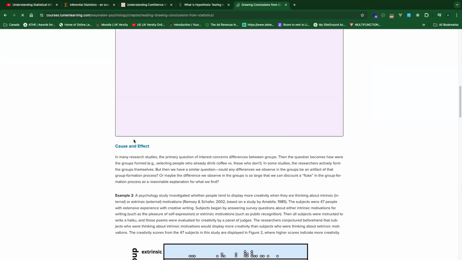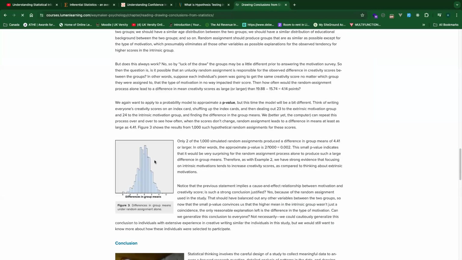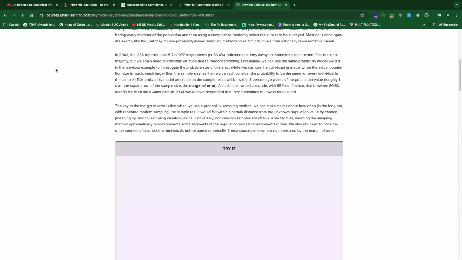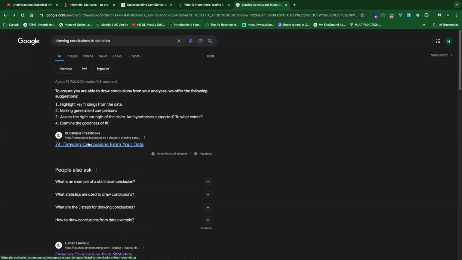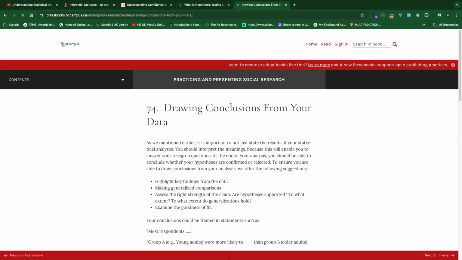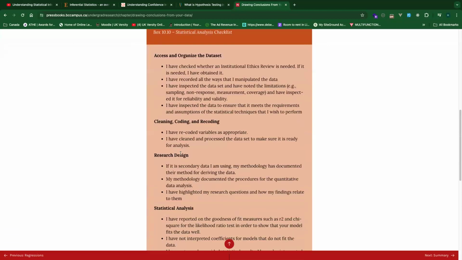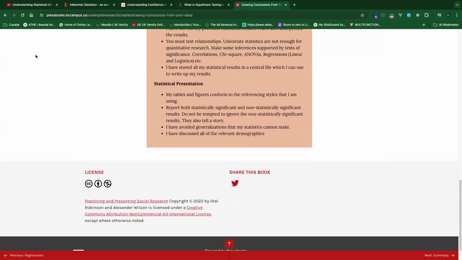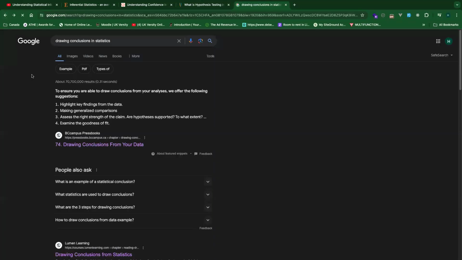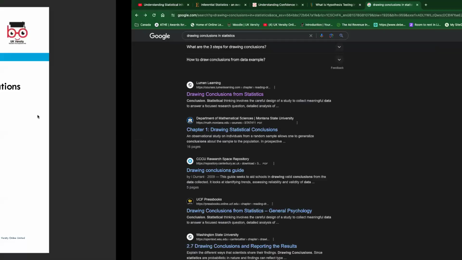So you have data, and then obviously you use all the statistical methods for it, and then lastly you want to draw a conclusion. You have to find a way to report and write it.